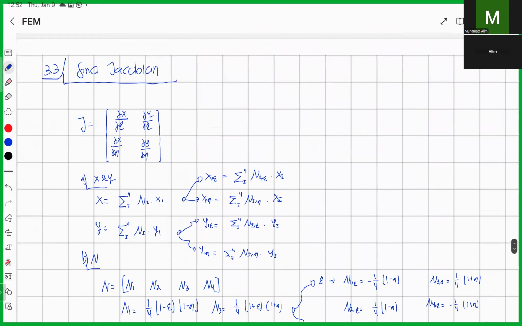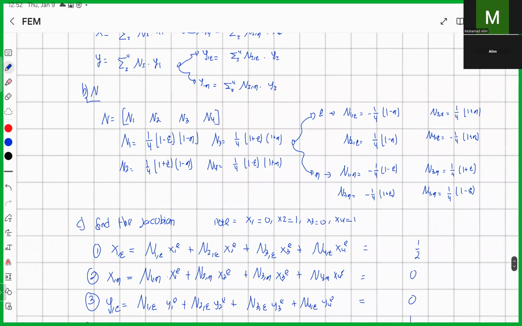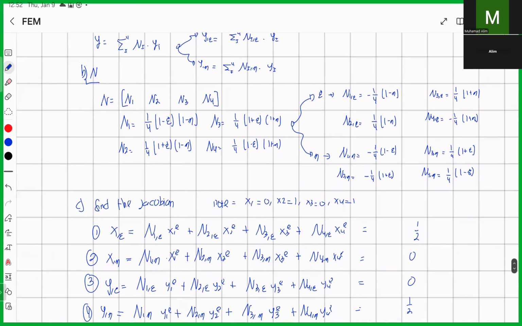Have you defined it before? Derivative of shape function? No. Yeah, you need to, which is one.